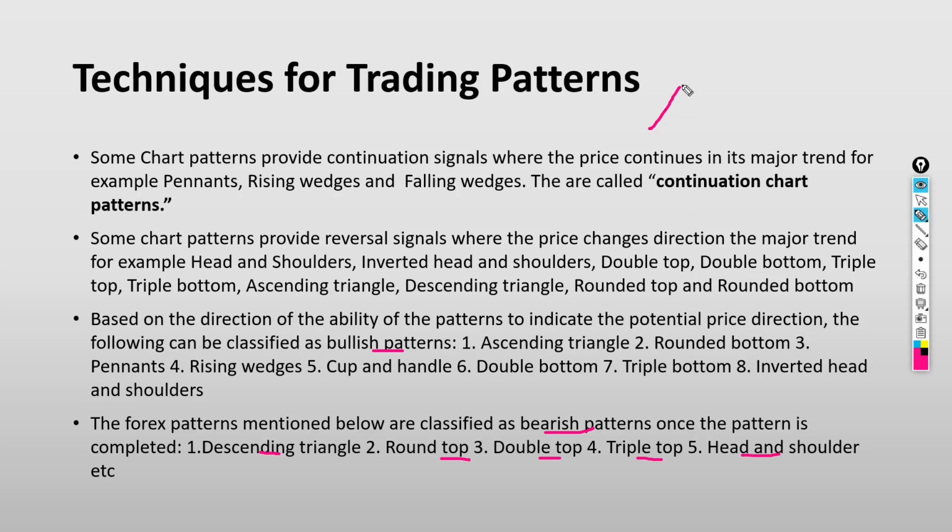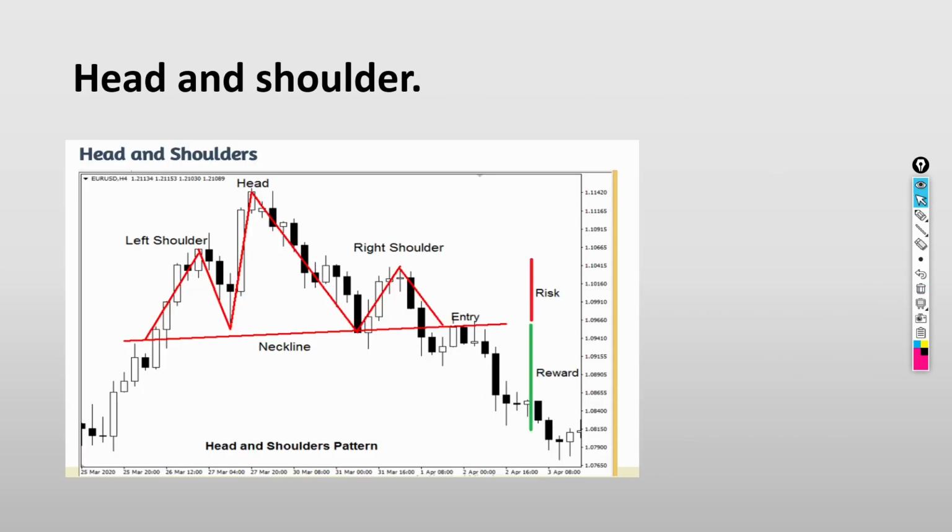So for example, if we're in a clear uptrend and then here we get a triple top, we expect a reversal into a downtrend. So that is what classifies the triple top as a bearish pattern. Okay. So we are going to be starting off with the head and shoulder pattern right here. So what's the head and shoulder pattern?